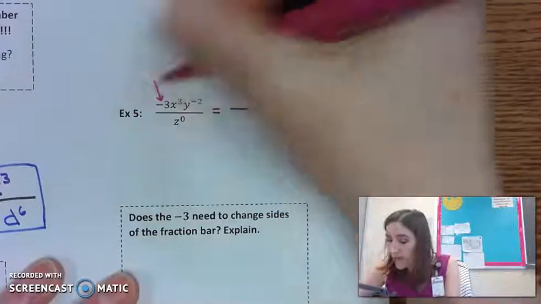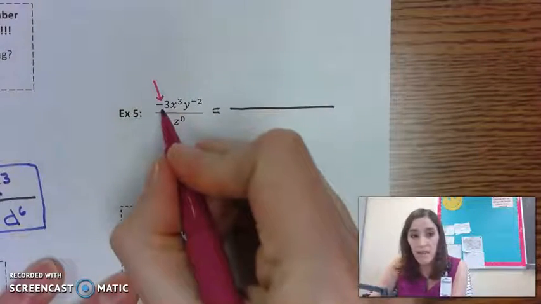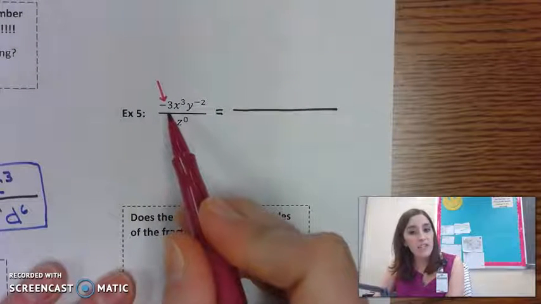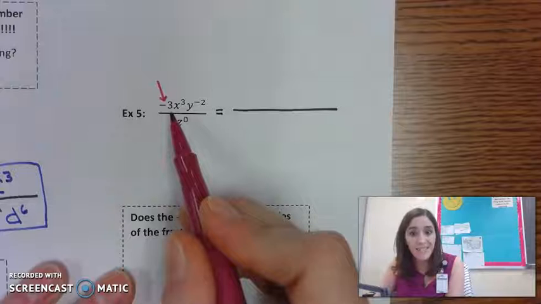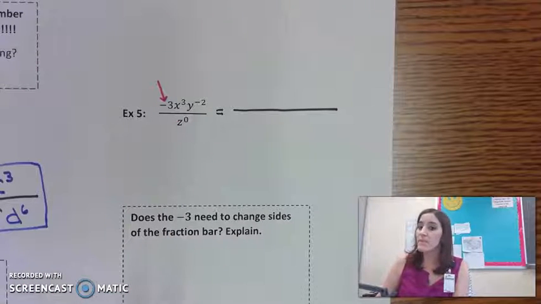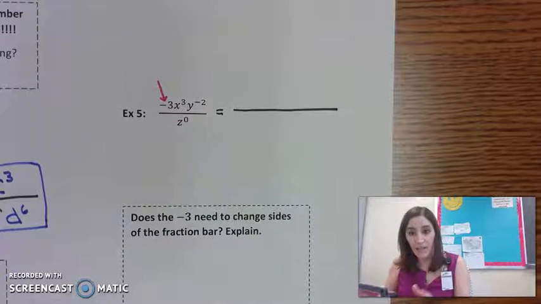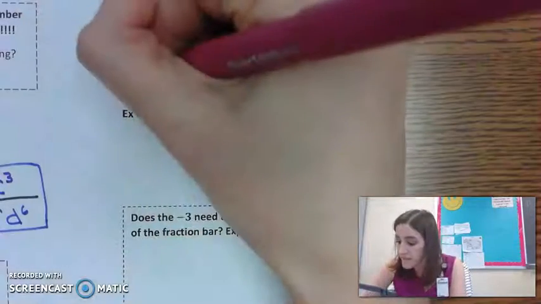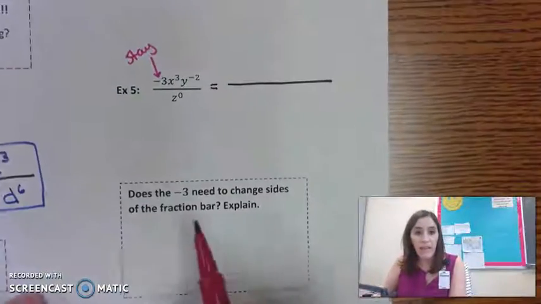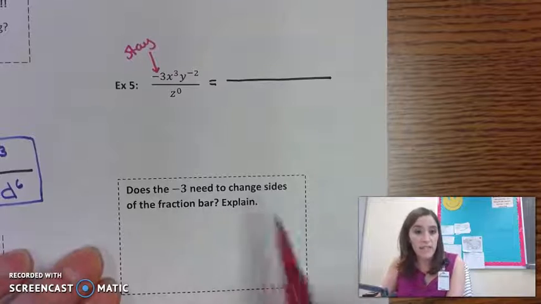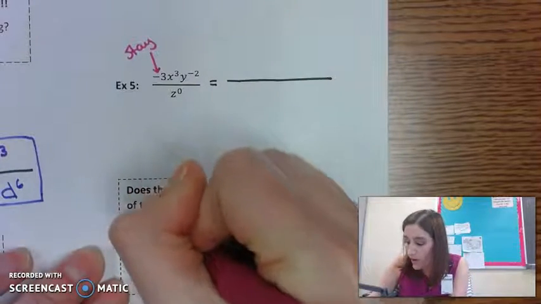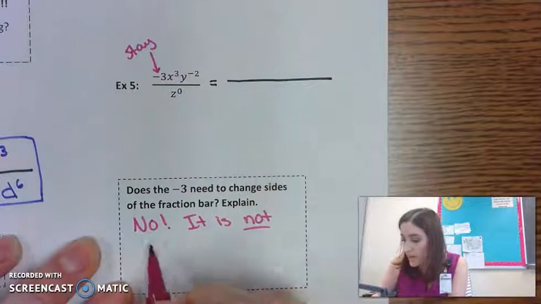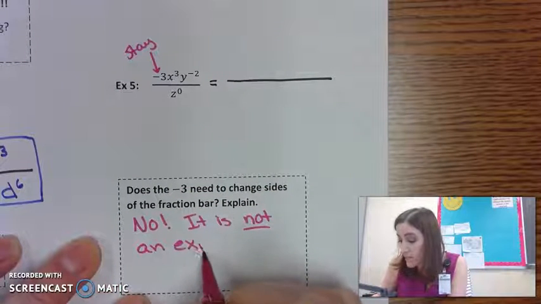A lot of people are very, very tempted to move the -3 down to the bottom and change it to a +3. But guys, the -3 does not change sides of the fraction bar because it's not an exponent. All these rules that we've been learning apply to exponents, not to the big numbers, the coefficients. So that number stays where it is. So I'm going to fill in my answer here. Does the -3 need to change sides of the fraction bar? No, because it is not an exponent, so it does not move.